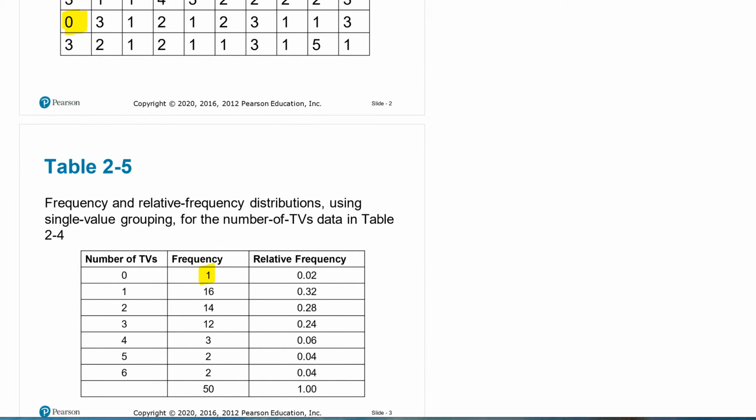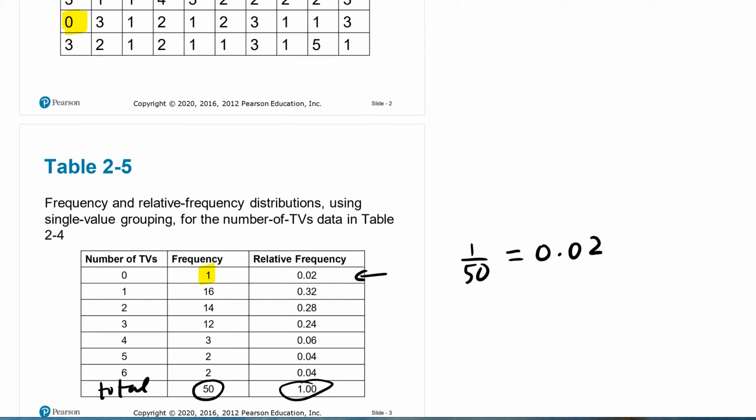If we take each frequency, this is the total here. The total is 50. If you take 1 divided by 50, that will give us 0.02. That's where the relative frequency comes from. And then if you add all of them up, that should always give 1.